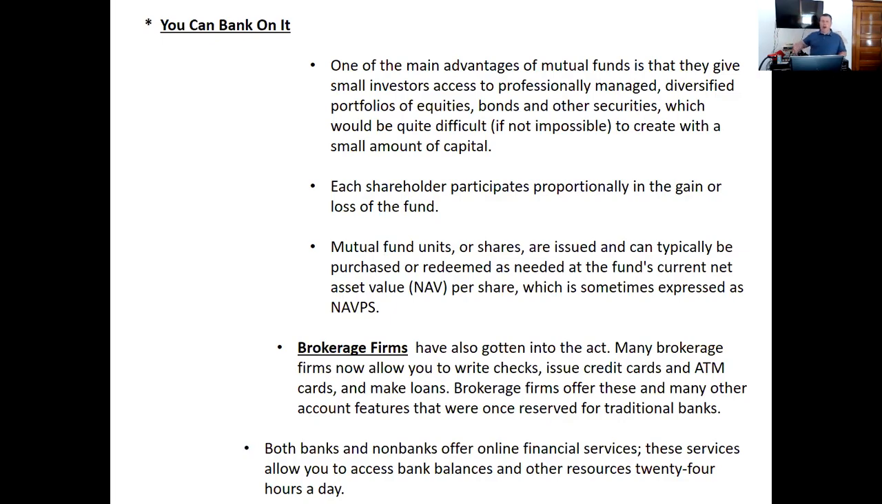Brokerage firms are another type of company, and there's a couple of brokerage firms even here in Marshall. There's a couple of Edward D. Jones offices, but they've also gotten into the act, and a lot of them can now allow you to write checks. They issue credit cards and ATM cards, and they'll even make loans. Brokerage firms offer these and many other account features that were once reserved only for traditional banks. But both banks and non-banks offer online financial services, and these services allow you to access bank balances and other resources 24 hours a day.